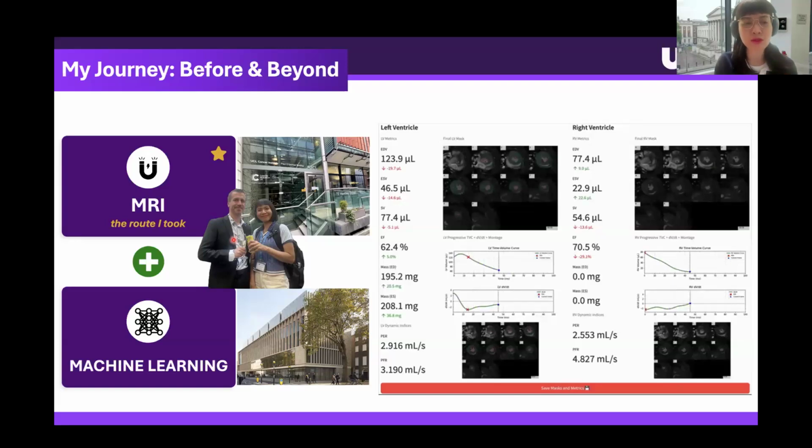This is what my project is now, it introduced me to both MRI and machine learning. I just published my paper, and now people can use our web app, just drop their file, and the segmentations are automatically done for them. So that's how I managed to do my MRI and machine learning study.